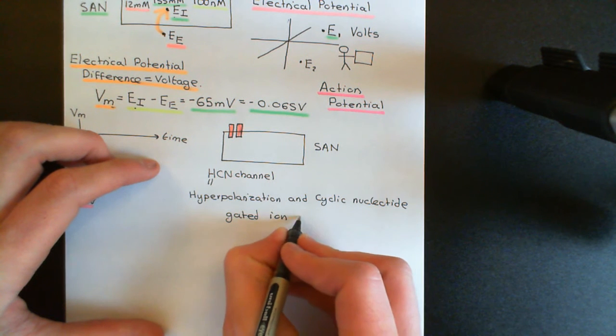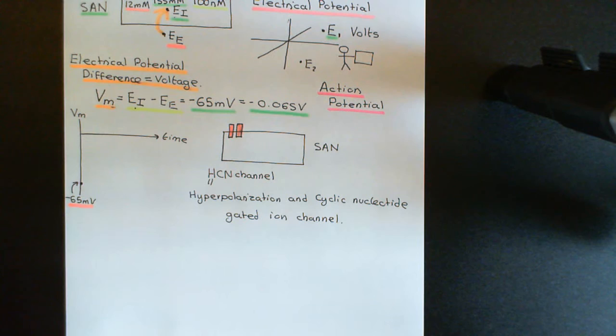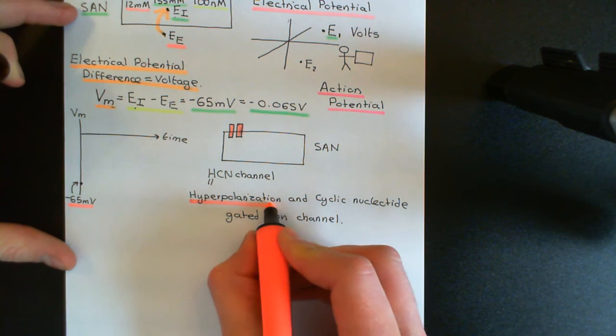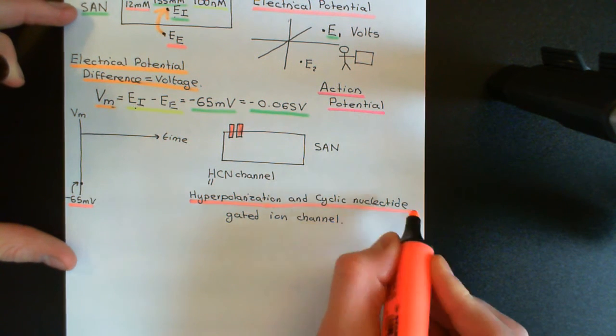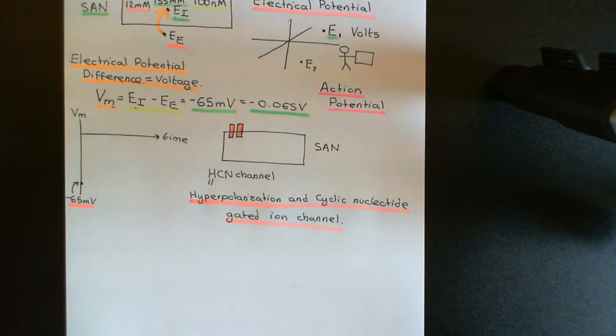So cyclic nucleotides, in particular cyclic AMP, have an influence on this channel, and in fact that is very important in the mechanism by which adrenaline and noradrenaline can increase the rate at which the heart is beating, can increase the rate at which the sinoatrial node cells generate action potentials, but we're not going to talk about that here. We're just going to talk about basics.